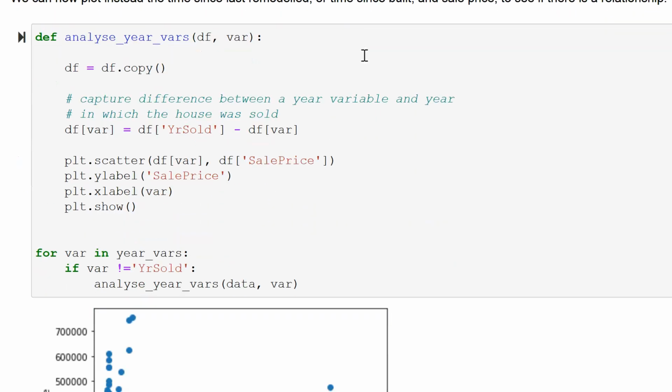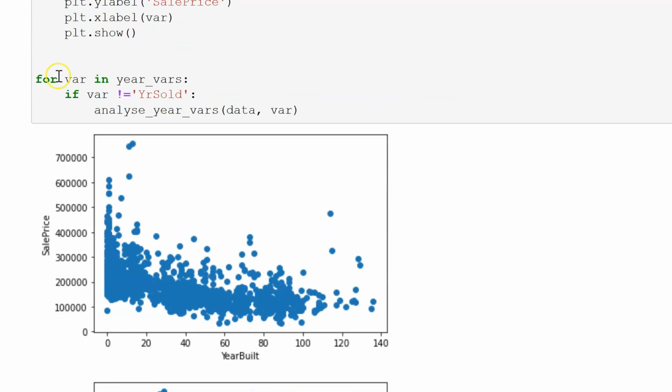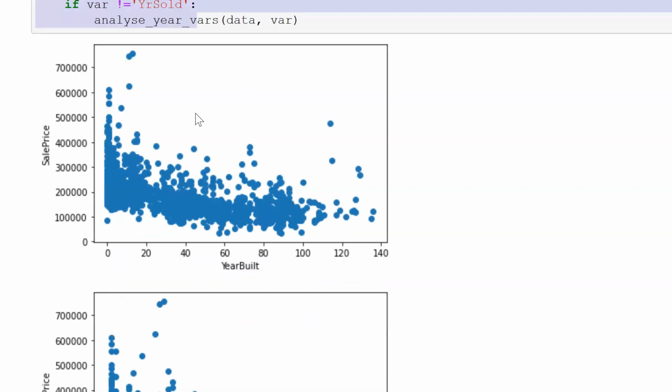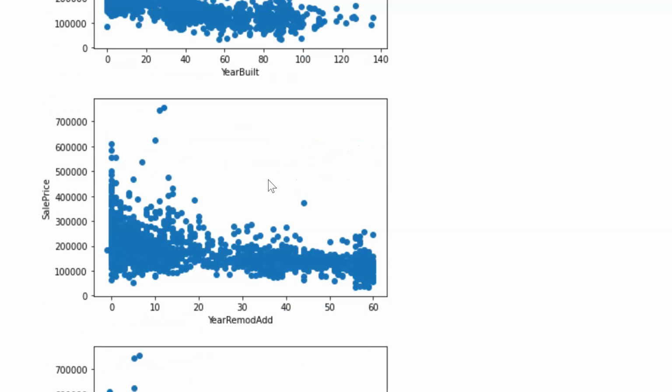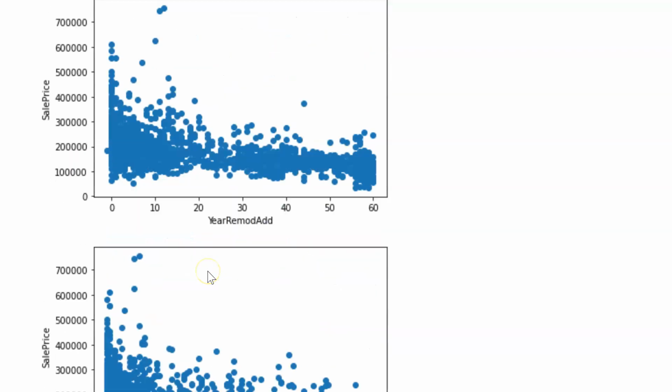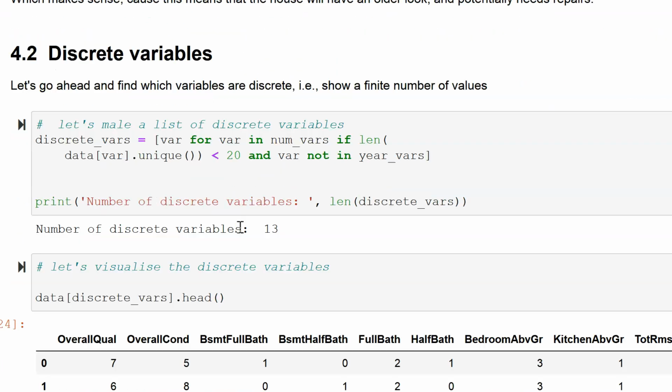I can go ahead and plot this elapsed time versus the sale price in a scatter plot, which is what I do here, for each one of the year variables. And we can see indeed that the sale price decreases as the difference between the time in which the house was sold and the time in which the house was built increases. So sale price decreases with the age of the house, in other words. And this is true for the years in which the house was remodeled, and also for the years in which the garage was built. In the next video, we're going to explore discrete variables.